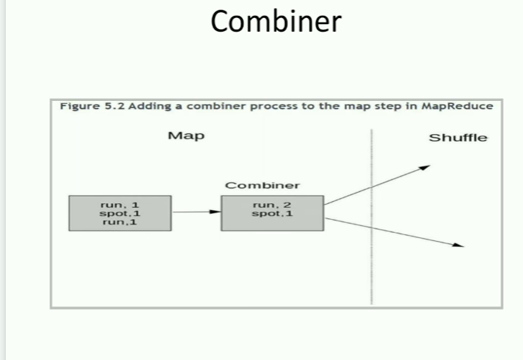So the count of run can be combined into run comma 2. The run has occurred twice in that block. So the combiner will combine run comma 2 as the output before it is given to the shuffle stage. This optimization can help minimize the amount of data transfer needed for the shuffle phase.